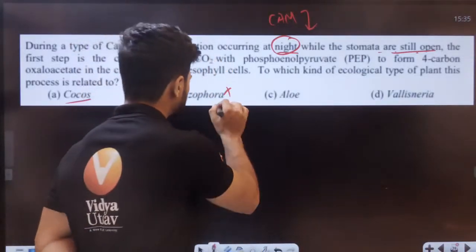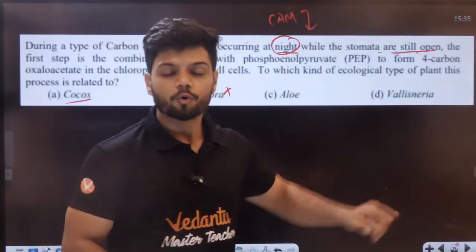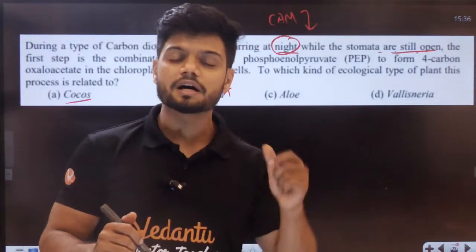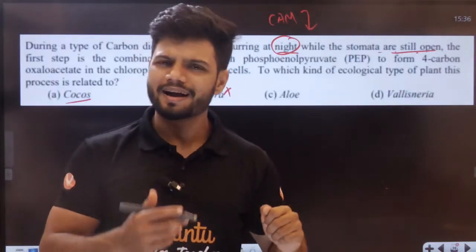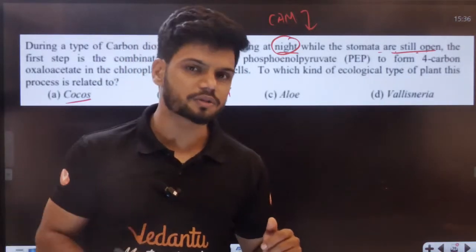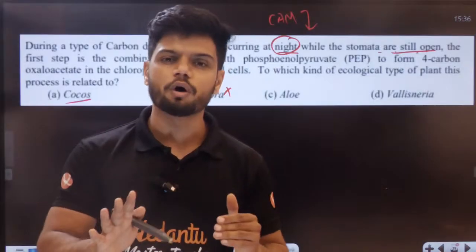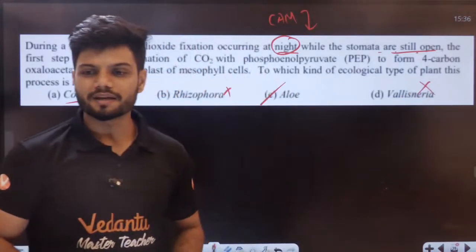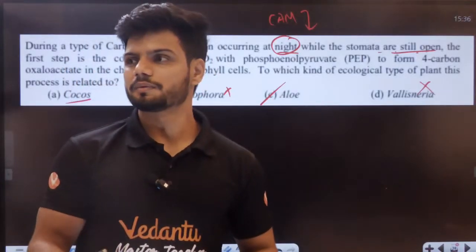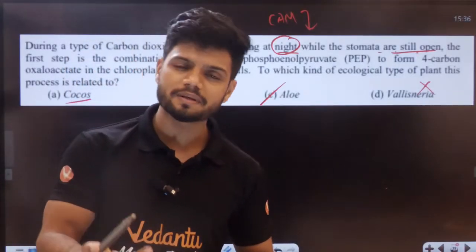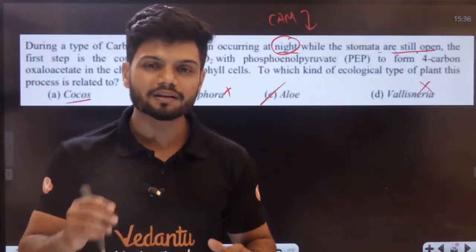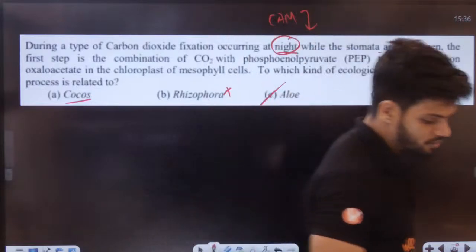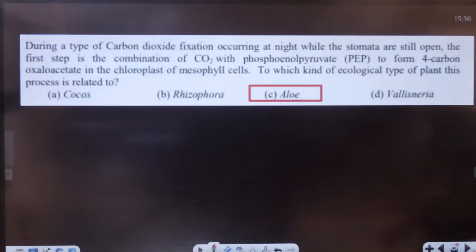Now, what is Vallisneria? Vallisneria is a plant found completely in water. It is a floating plant on the top, and some of the male plants are present underwater, submerged. So it is present in water, no CAM pathway. But what about aloe vera, students? Aloe is typically a desert or succulent plant, present in very dry areas where the CAM pathway takes place. So aloe is the answer, students.